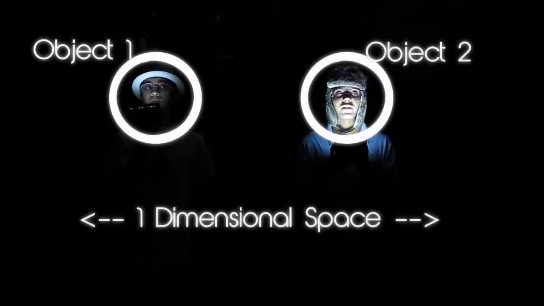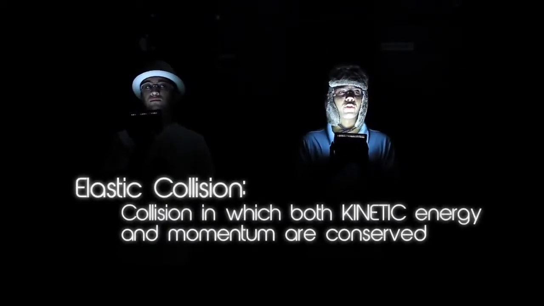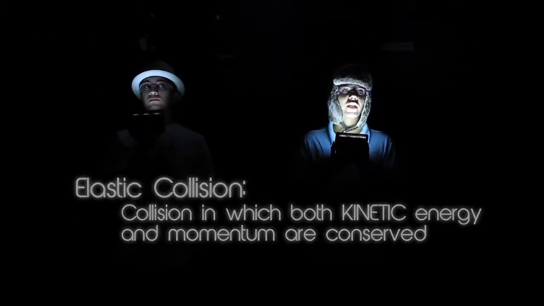We're going to define what an elastic collision is and what it isn't. To make things as simple as possible, we are only considering two objects in one-dimensional space. An elastic collision is a collision in which both kinetic energy and momentum are conserved. This means that the two objects stay separate both before and after the collision. This happens by either the objects bouncing off each other or one staying in place after hitting the other.